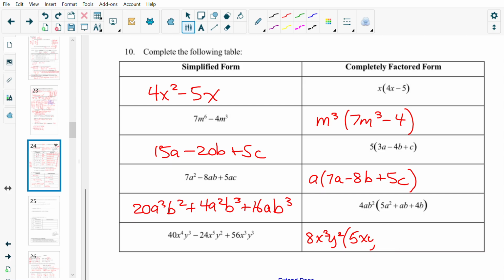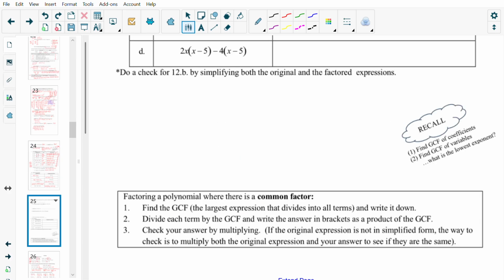Y cubed divided by y squared is y. Negative 24 divided by 8 is negative 3. X to the fifth divided by x to the third is x squared. Y squared divided by y squared is 1. And then 56 divided by 8 is 7. X cubed divided by x cubed is 1. Y cubed divided by y squared is y. Okay, and that's it. All right.